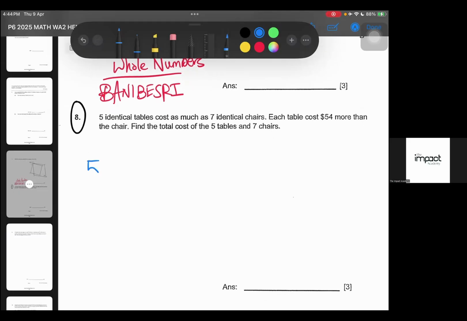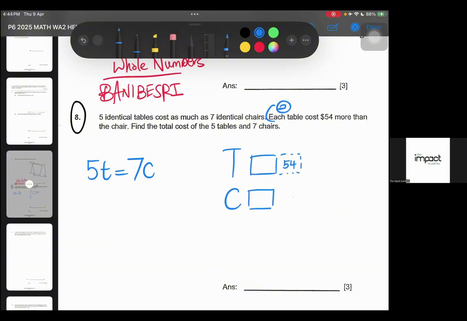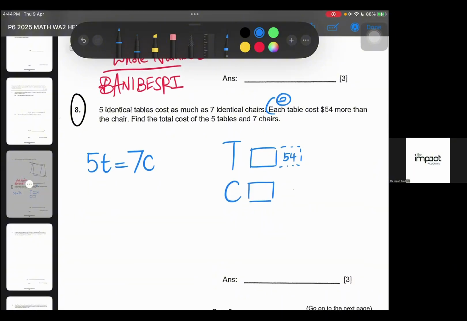Okay, we know that 5 tables cost as much as 7 chairs. Yeah, this can also be known as algebra. It's very easy, yeah. Okay, sentence number 2 says each table costs 54, right? So 1 table costs more than a chair by how much? $54 more. Oh, is it like that? Okay, you can do it the whole numbers way. You can also do it the algebra way, whichever, doesn't matter. Okay, all right. So for now, I'm just going to do it this way.